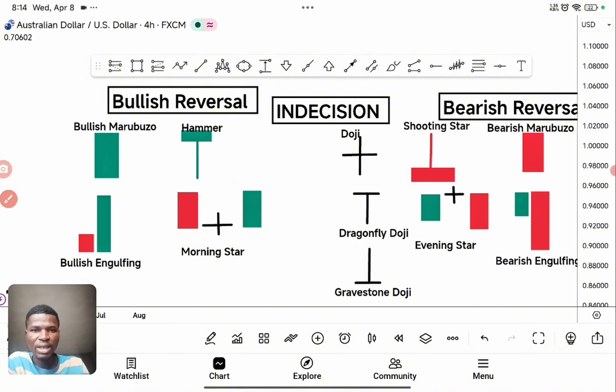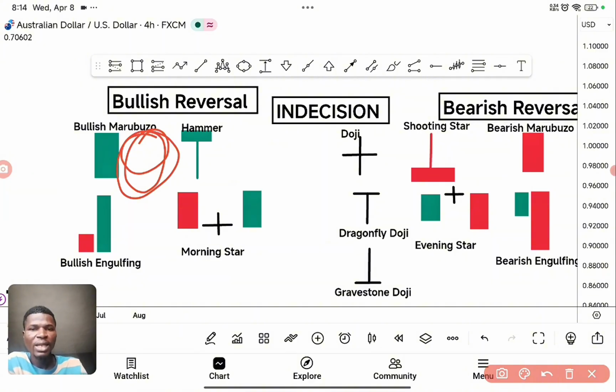Likewise, this shooting star is a bearish reversal. The buyers are in control, like this. Then the sellers, the bearish side, just come from here and push it down, and they won the candle. That's what the shooting star means.